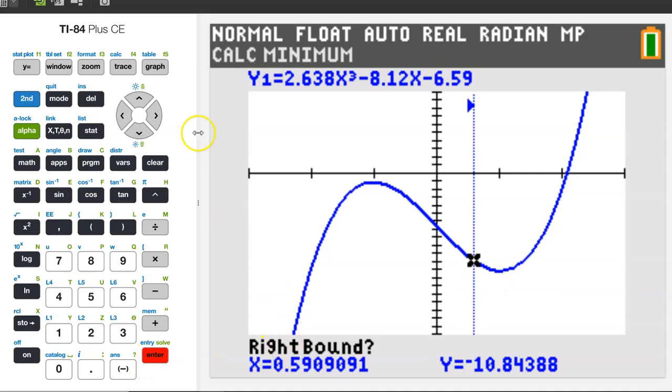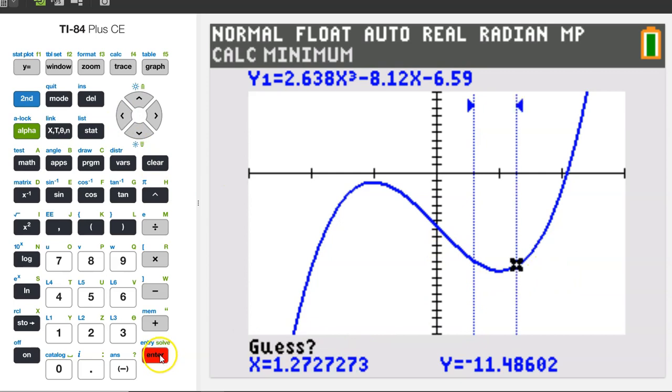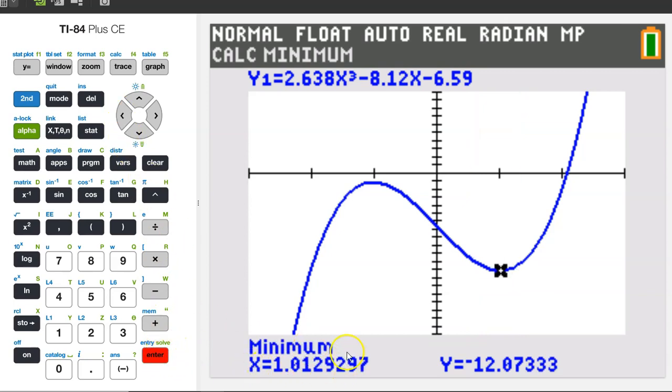And then it's going to ask you for a right bound. Alright, use your arrow keys to move your pointer somewhere to the right of that relative min and hit enter. Then move your pointer right to about where it looks like the relative min is and hit enter. And there it is. We have a relative min at x equals 1.013.